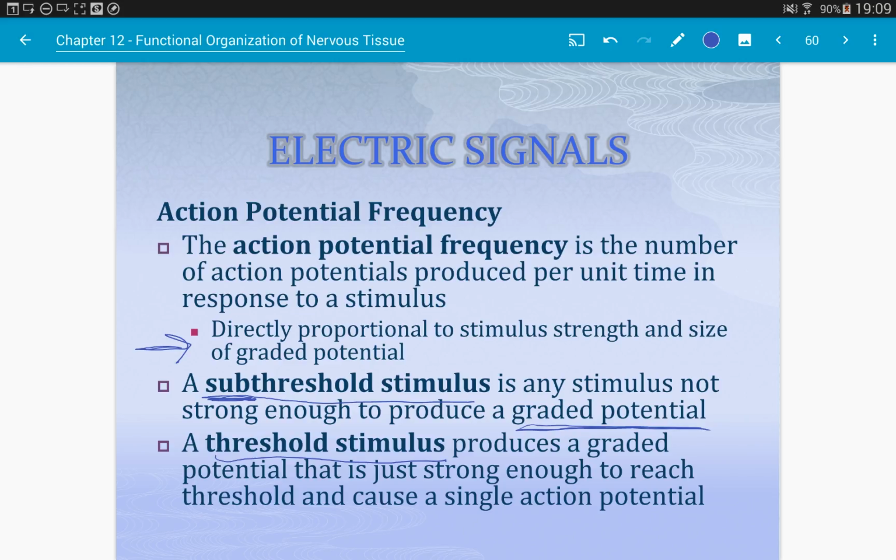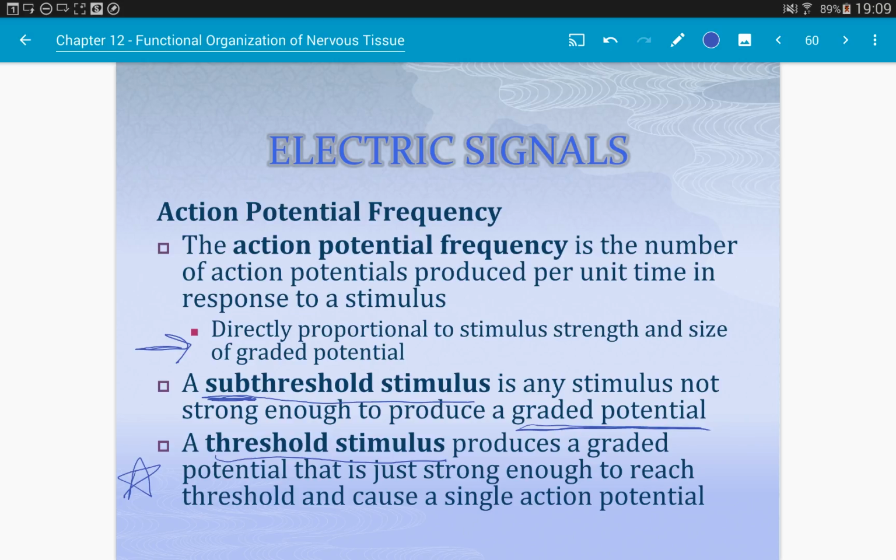It's not good enough. Then the second one is threshold stimulus. This will actually produce a graded potential that is just strong enough to reach threshold. Okay? So this is like the minimum amount of stimulus to generate threshold. If you hit threshold, you are able to have an action potential.